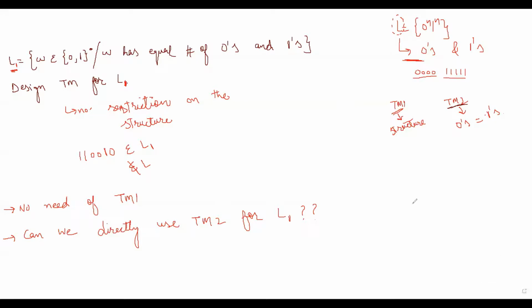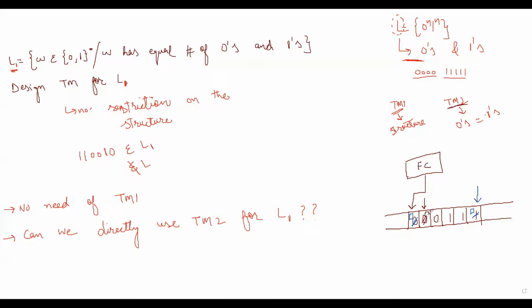So what was this Turing machine, TM2, doing? Let's say we have a string like 0 1 1, with the tape head at the start, and this is our finite control. First, we were removing a 0 and replacing it with a blank. Then we were going to the end, finding a 1 and replacing it with blank. After that, we were coming back to the start.